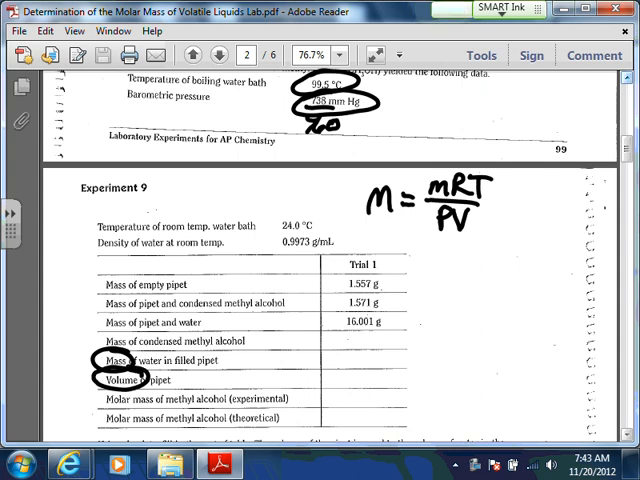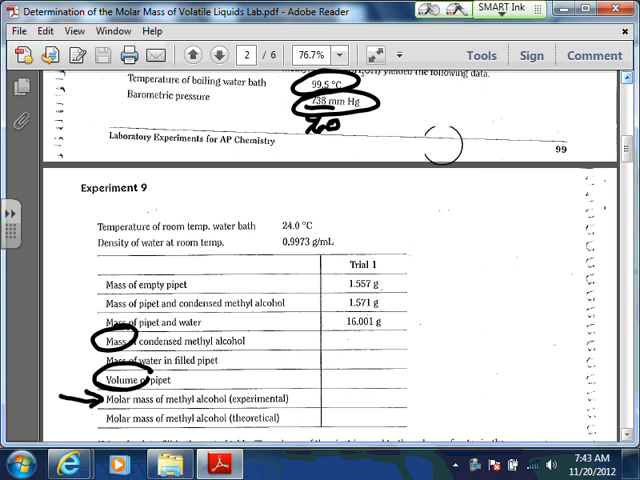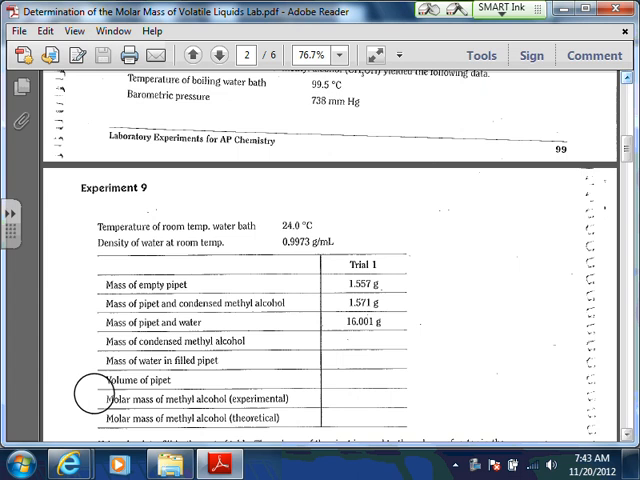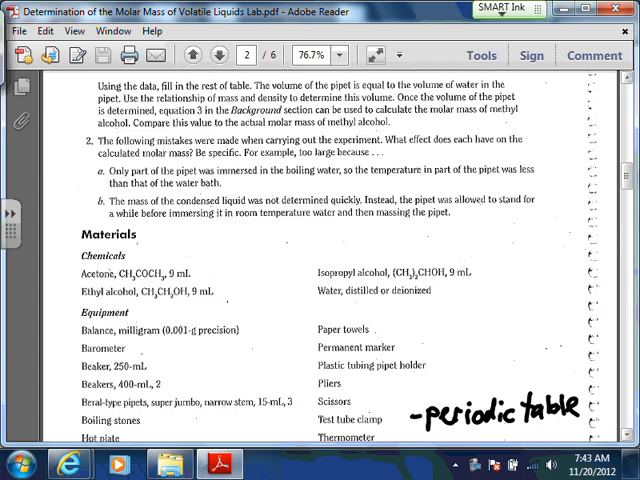Whoops, I circled the wrong mass, sorry. You're not going to do the mass of the water, you're going to do the mass of the condensed methyl alcohol and the volume of the pipette. That's going to give you your molar mass experimental. Now, we know what the theoretical molar mass of CH3OH should be, because you can just look on the periodic table and figure that out. So once you figure out the experimental, you just use the periodic table for the theoretical, and that'll give you an idea of how close we are, and then they might ask you to calculate a percent yield or something like that.